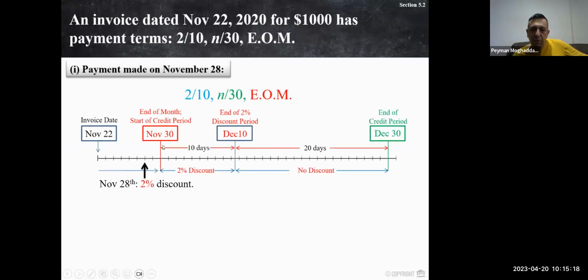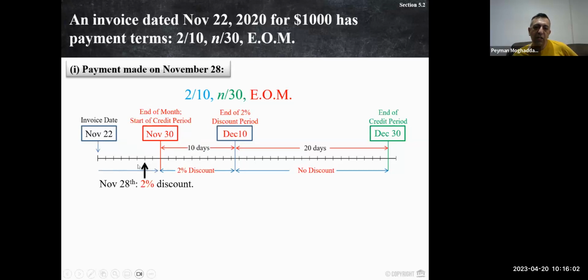You put November 30 as the end of the month, and then you have 10 days. So December 10 is the end of the 2% discount period, and December 30 is the end of the credit period. Basically, if you pay within 10 days, you get a 2% discount. If you pay from December 10 to 30, you get no discount. But what happened to this area? From November 22 to November 30, you also get the 2% discount because you paid even before the end of the month, which is even better for the seller, right? So you also get the 2% discount.